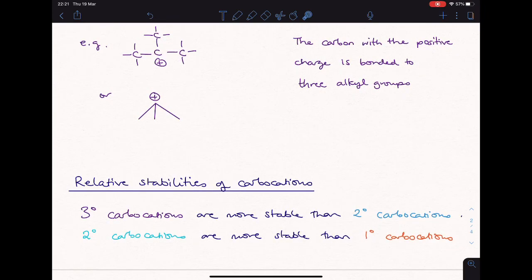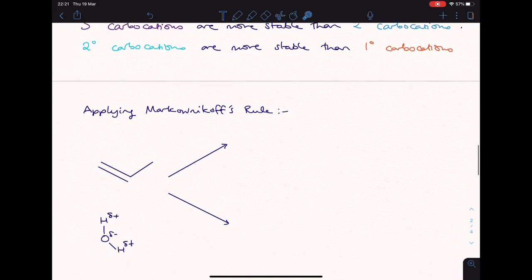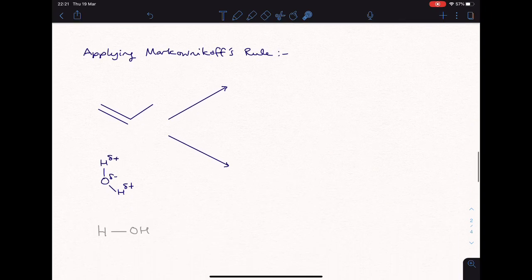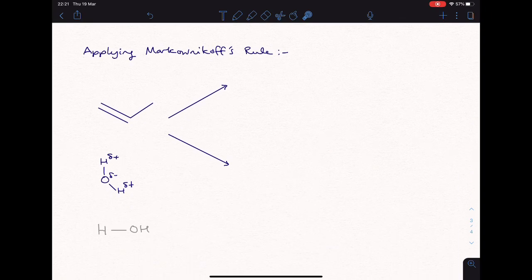So now that we know the relative stabilities of carbocations, we can use this in Markownikoff's rule and apply Markownikoff's rule to predict which is the major product and which is the minor product in the addition reaction between an asymmetrical alkene, like propene here, and an asymmetrical reactant, like steam. So in the hydration of propene, steam is the reactant.